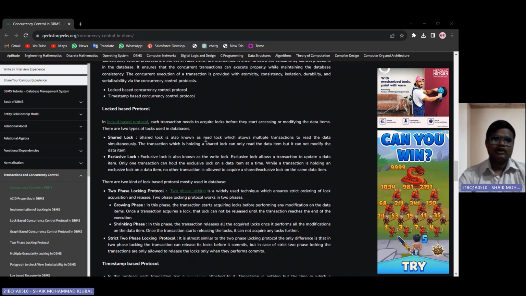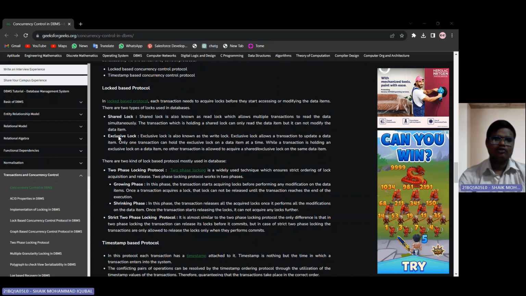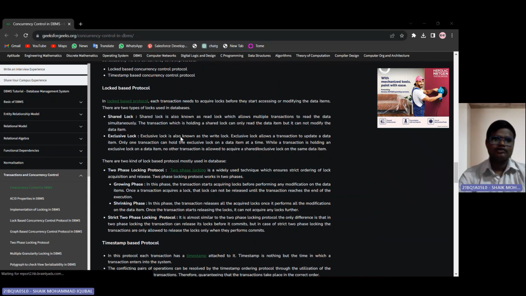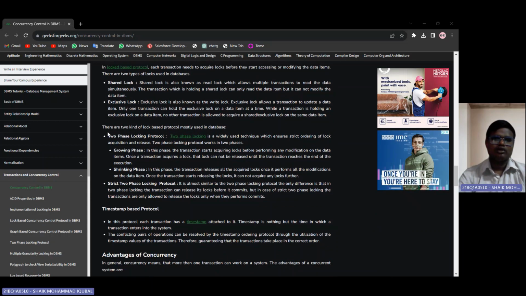While a transaction is holding an exclusive lock on a data item, no other transaction is allowed to acquire a shared or exclusive lock on the same data item. There are two kinds of lock-based protocols mostly used in databases. Two-phase locking protocol is a widely used technique which ensures strict ordering of lock acquisition and release. Two-phase locking protocol works in two phases.